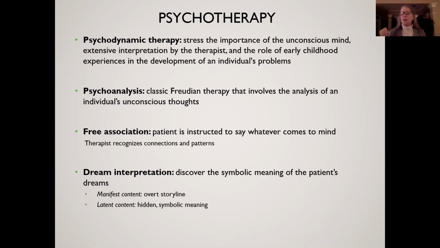Remember, the id wants what it wants now, operating under the pleasure principle, and the superego is doing what's moral and appropriate and right. And the poor ego is trying to make both of them happy and operates in the reality principle, trying to make both sides happy.